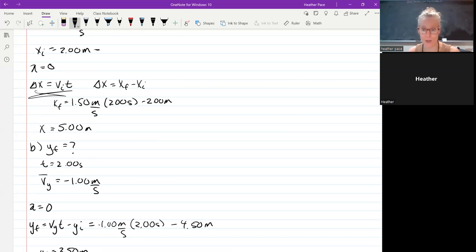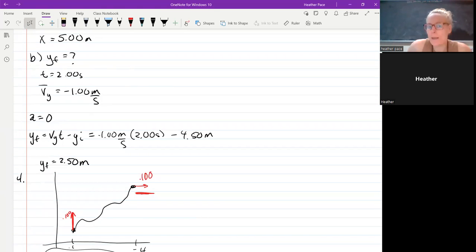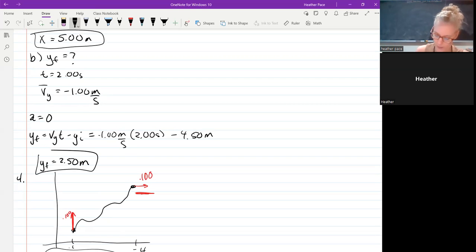We know that delta x is just final x minus initial x, and plugging everything in to that equation above, we get x equals 5.00 meters. Final y coordinate, again, we are given the same information. Plugging in what we have, we're going to find that our final y coordinate is 2.50 meters. And our problems are solved. That one was very simple, a good way to start this chapter.